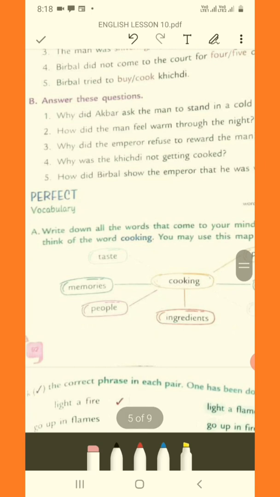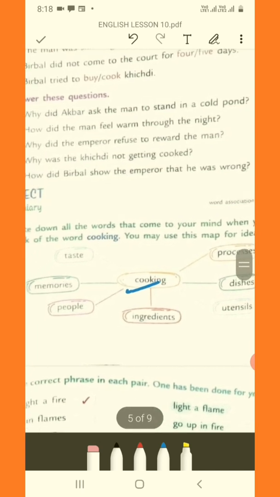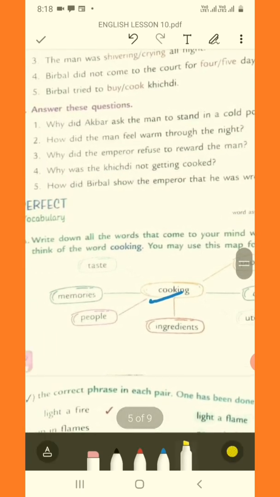Then answer these questions. One. Why did Akbar ask the man to stand in a cold pond? Why did he ask him? Because, what is the reason? Akbar wanted to see whether a man was capable of doing anything for money, and this man came up with a claim that he could spend a night in the pond, and in return he was to be rewarded. Okay, let's see. Fine, you will do the rest on your own.